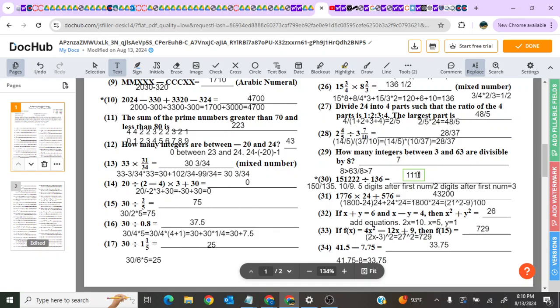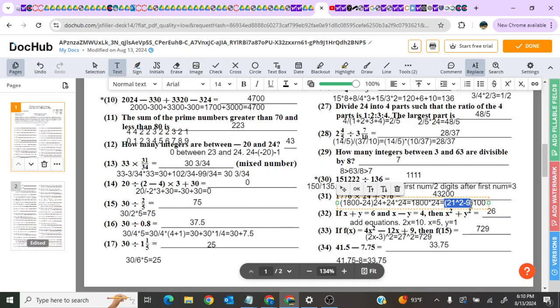31, 1776 times 24 plus 576. Well, this is equivalent to 1800 minus 24 times 24 plus 24 times 24. These two things cancel each other out. 1800 times 24. If that's a little too hard to do, you can do distance from a square. So 21 squared minus 9, or 21 squared minus 3 squared. And you get 432 times 100.